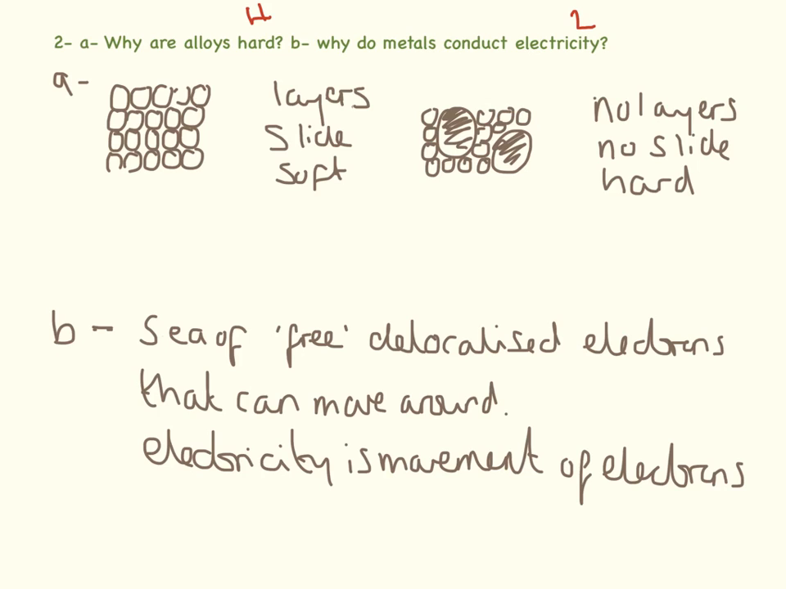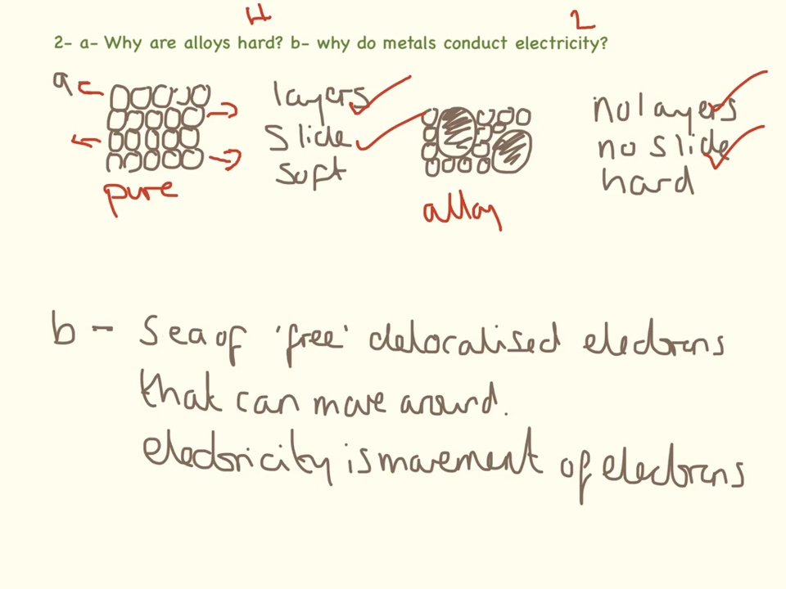So this is a pure metal over here. It has layers, which can slide. So your first mark is for layers, your second mark is for sliding. And because it has layers that can slide, it is soft. This is our alloy. It has no layers, first mark, so there's no sliding, so it's hard.